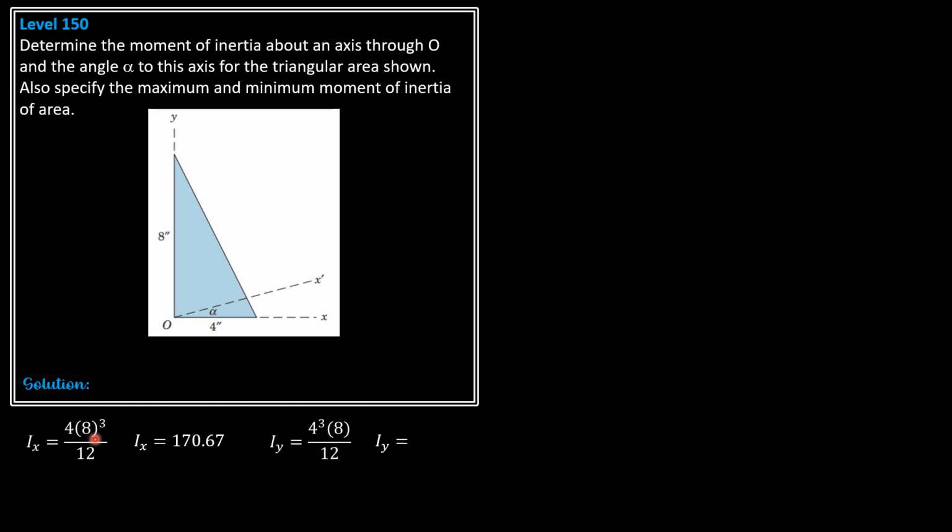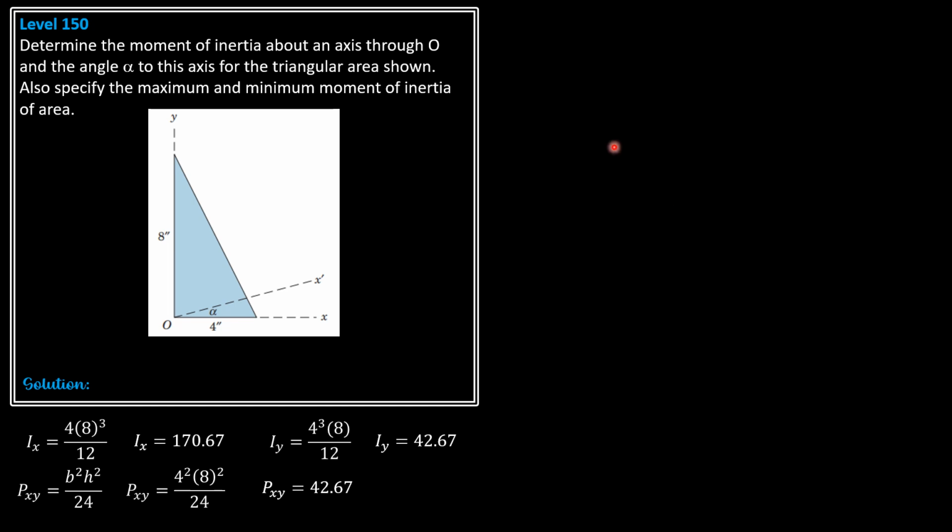So Iy is equal to 42.67 inches to the fourth, while the product of inertia Pxy is b square h square over 24. If you cannot recall, you can review the past videos under moment of inertia and find the derivation there. So Pxy equals b square h square over 24, so 4 square times 8 square over 24, and that is equal to 42.67 inches to the fourth.